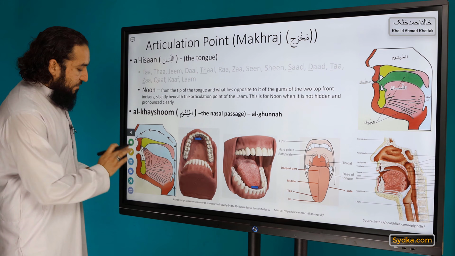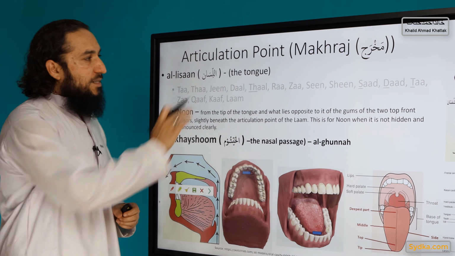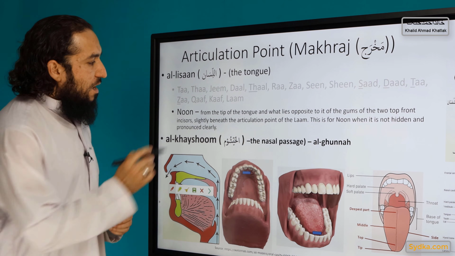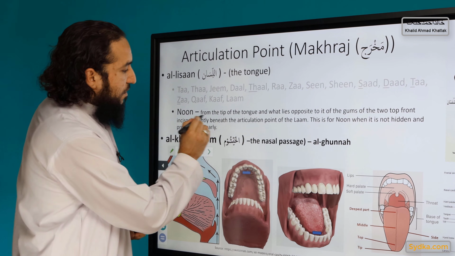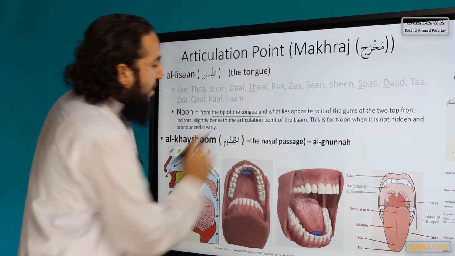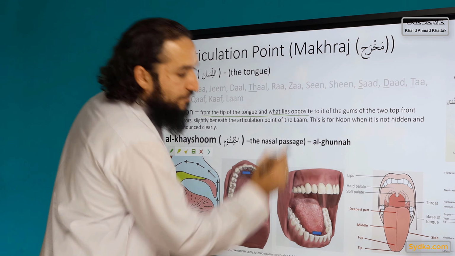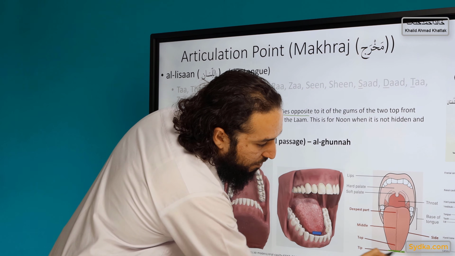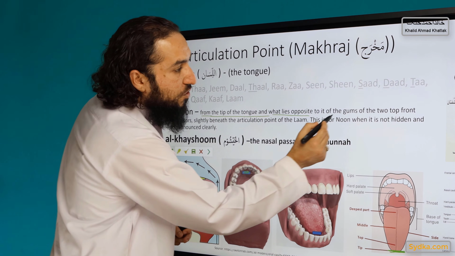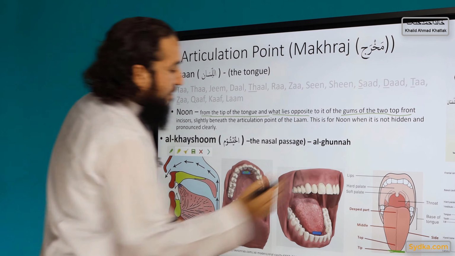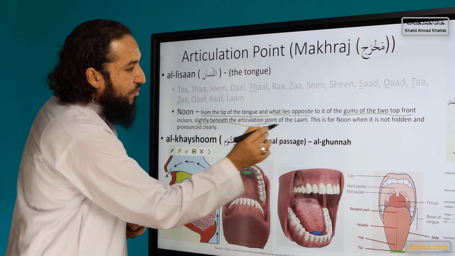So articulation points. It has two articulation points. The first one is lisan, the tongue, and we will explain one by one. If you see here, from the tip of the tongue and what lies opposite to it, that's the roof of the mouth, the gum of the two top incisors. This place is slightly beneath the articulation point of lam.